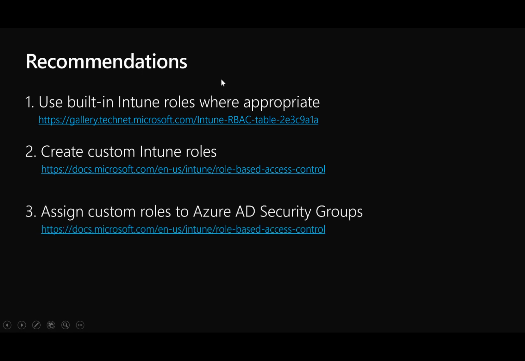The third is to assign custom roles to Azure AD security groups. This is one of the requirements of using Intune RBAC. However, if you think creatively about how your Azure AD security groups are defined, you can leverage custom roles to ensure that only the right people have the right permissions at the right time. Let's take a look at some of these items in the Azure portal and the document that contains the built-in roles.